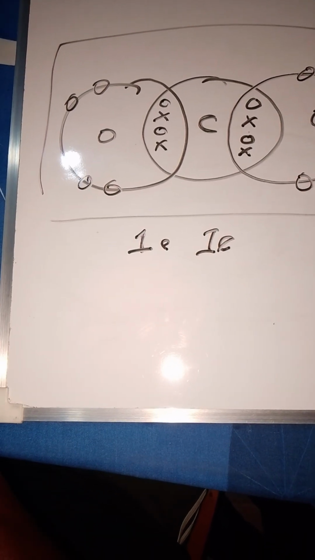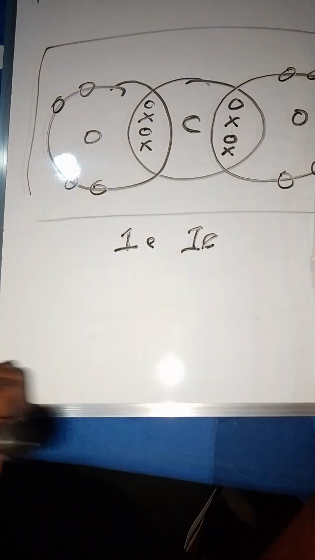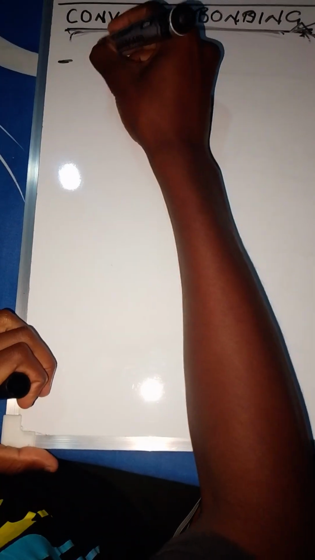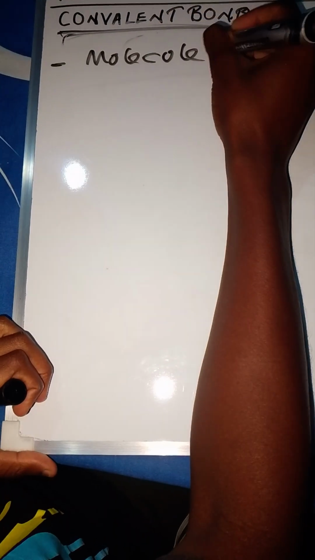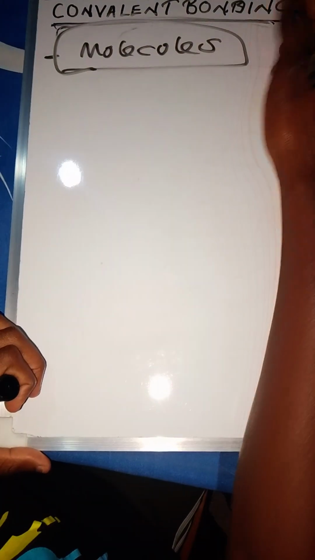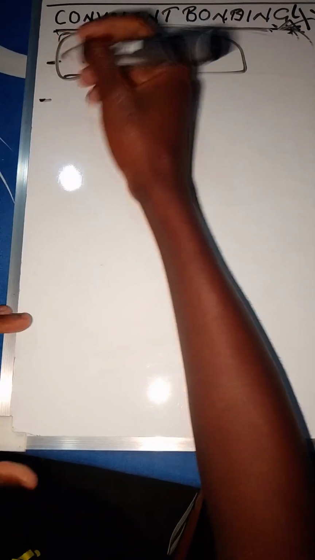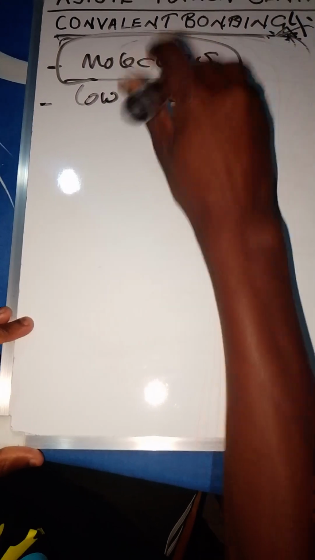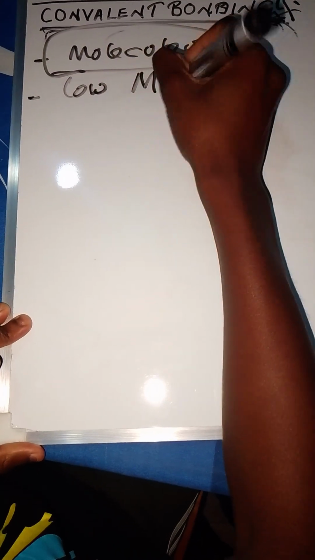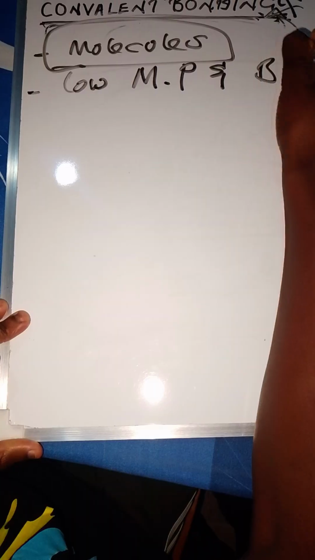So let me quickly rush to the characteristics of covalent bonding. Just like ionic bonding, it has its own characteristics that make it known as covalent bonding. One of them is that it's made up of molecules. Molecules are made because of this type of bonding. And then it has a low melting point, let me just represent it as MP, and a low boiling point.